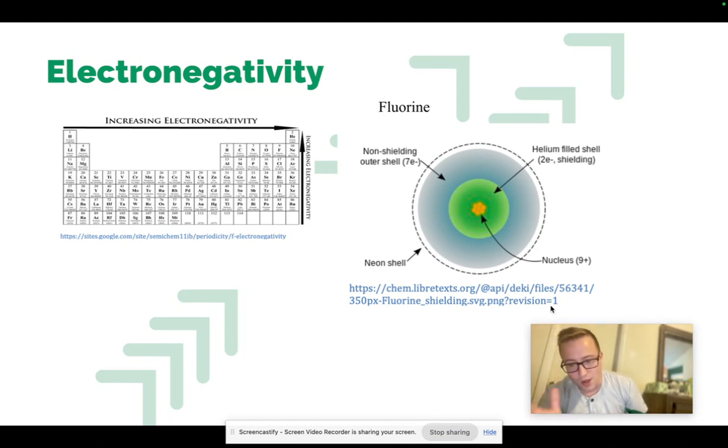All atoms want to be their corresponding noble gas. So fluorine wants to be neon, chlorine wants to be argon. Whatever noble gas is on the end of that row of the table, every element in that row probably wants to be it. Okay? That row.